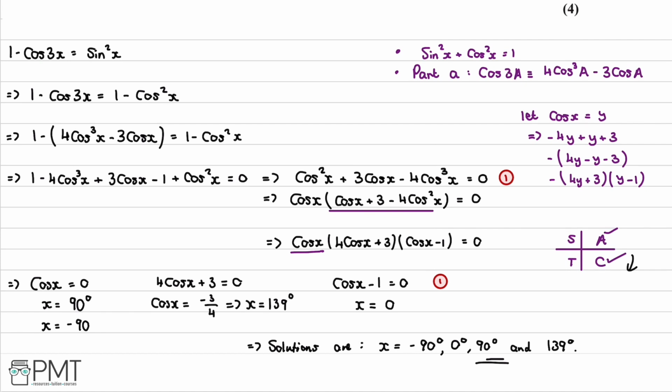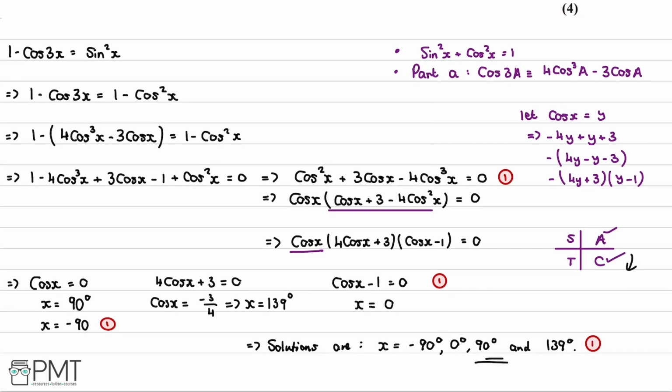We then receive our third mark for having 2 of the 4 solutions. So we'll just pop that one in here. And then we receive our fourth and final mark for having all 4 solutions correctly. So we'll put our fourth mark in there. And that's us completed this question.